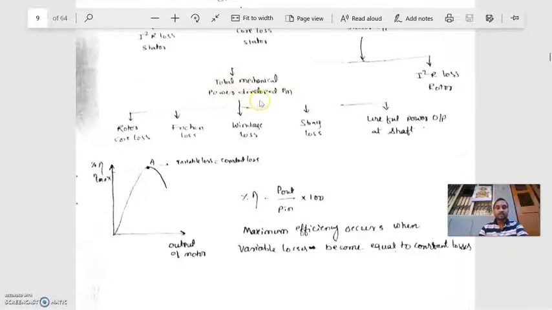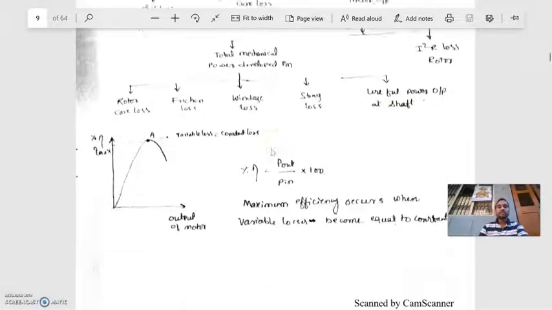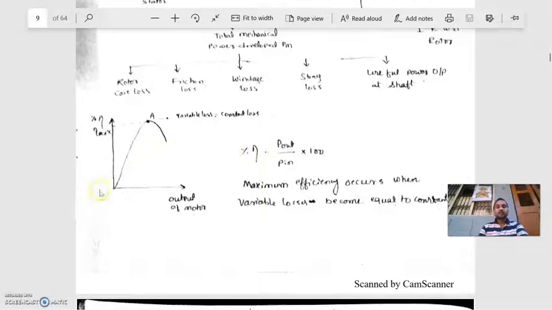Again, the mechanical power developed, PM, has different flows: rotor copper loss, friction loss, windage loss, stray losses, and finally the useful power output across the shaft.